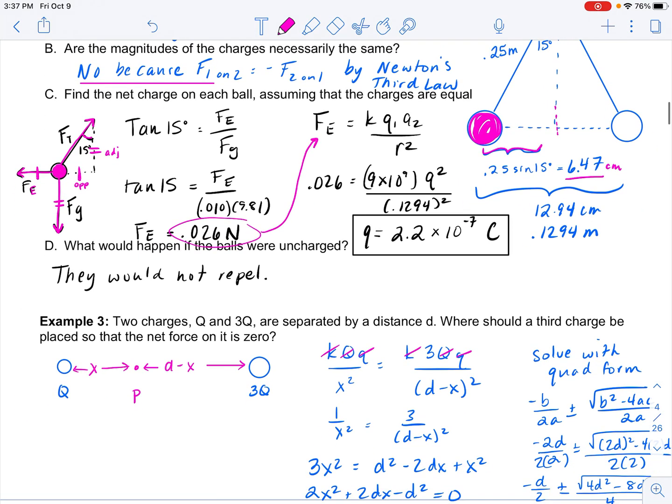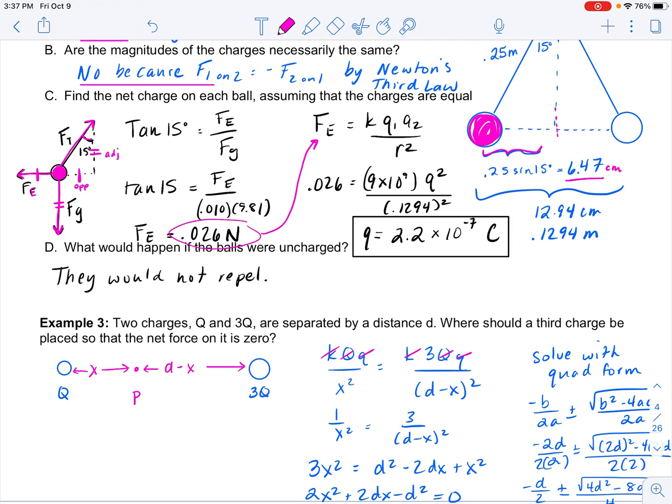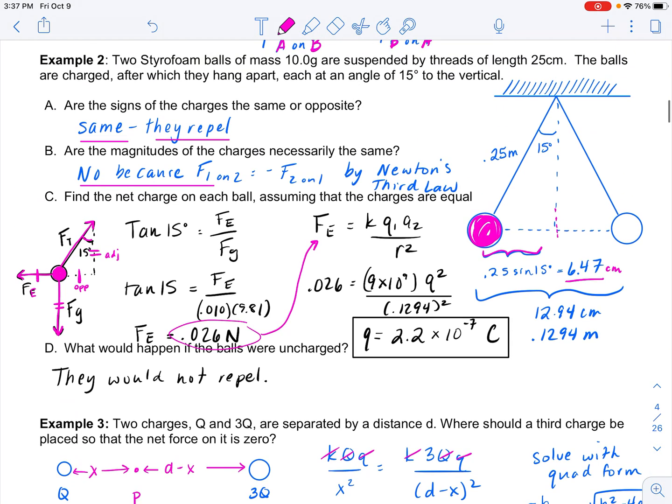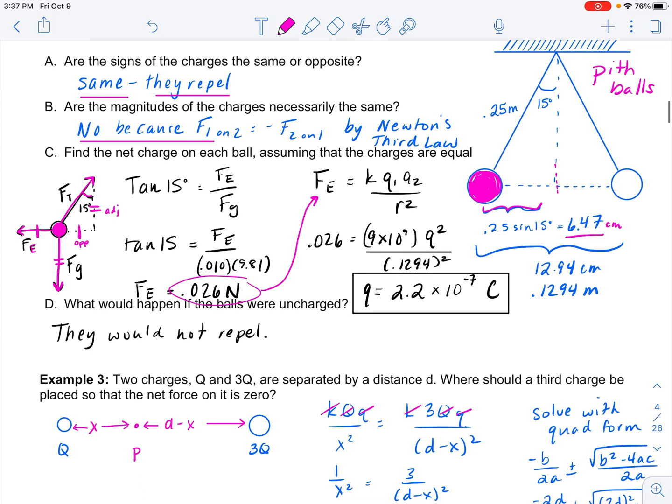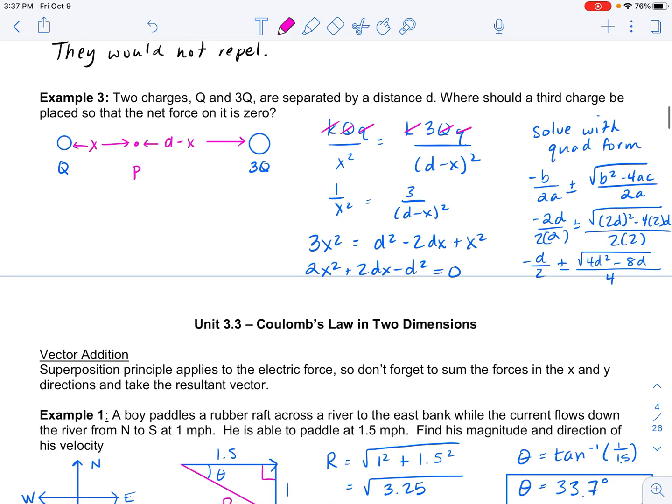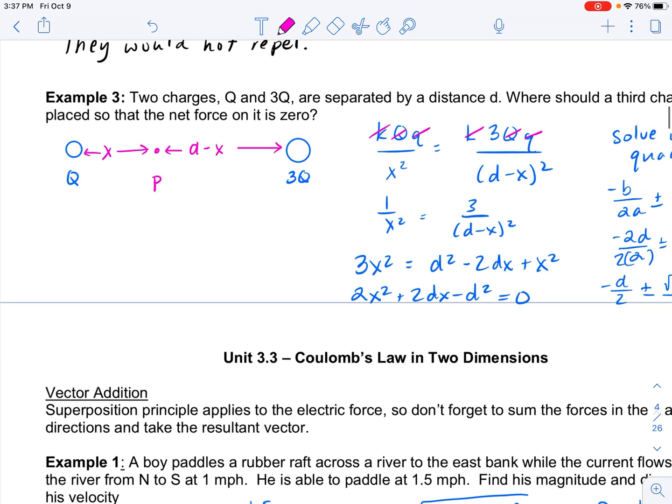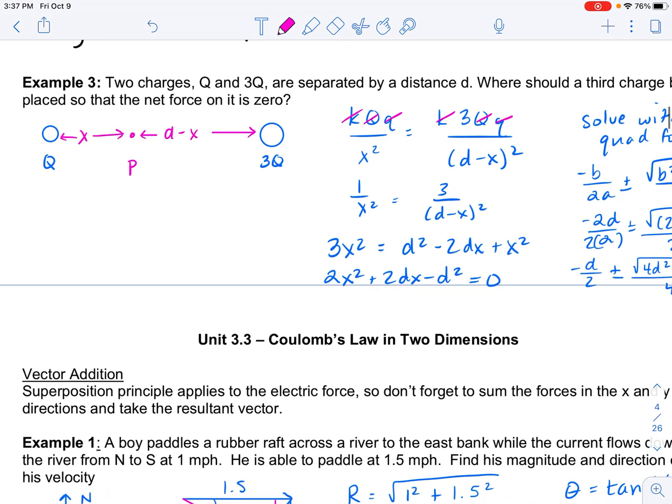What would happen if the balls were uncharged? They would not repel. They would just hang there, kind of like we practiced in the sticky tape lab with paper. There's a special name for these lightweight styrofoam balls. They're called pith balls, and they're used in lots of physics experiments to see what happens with charged objects. Let's look at example 3.